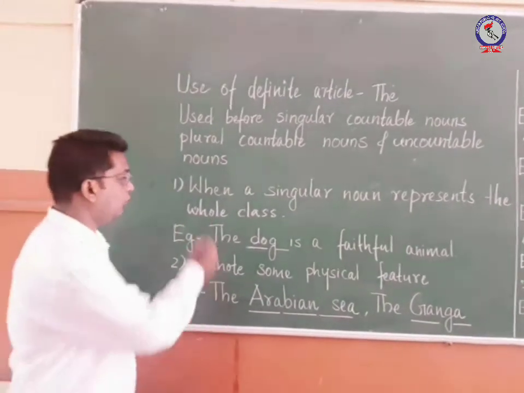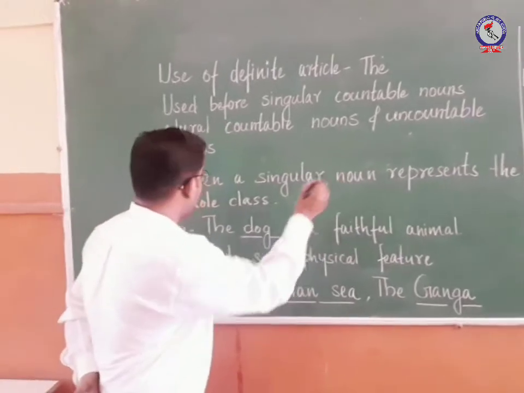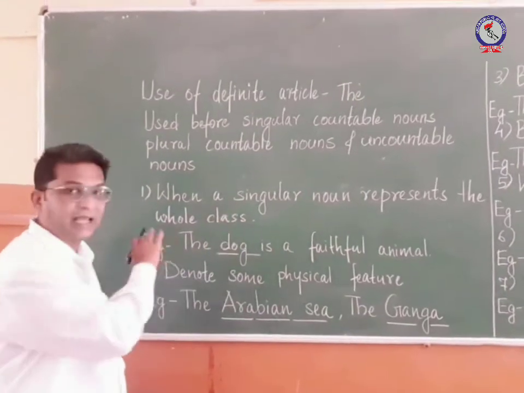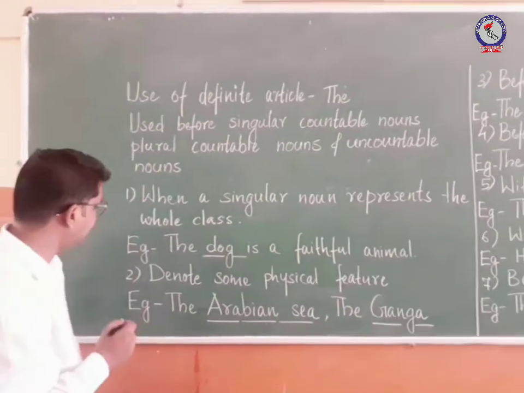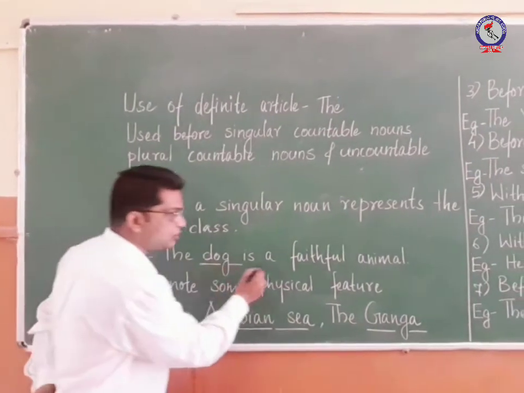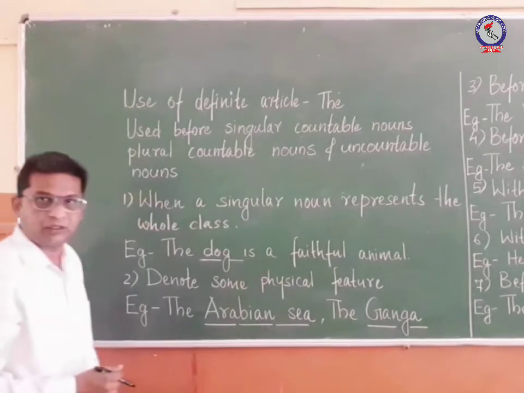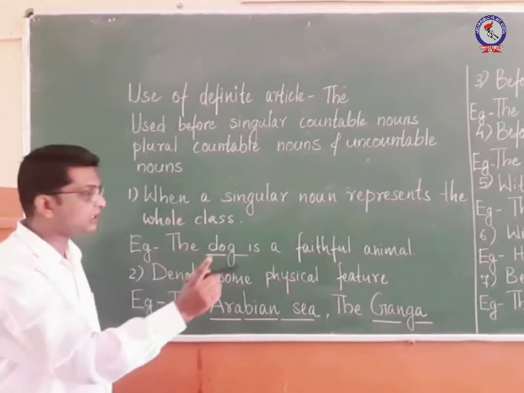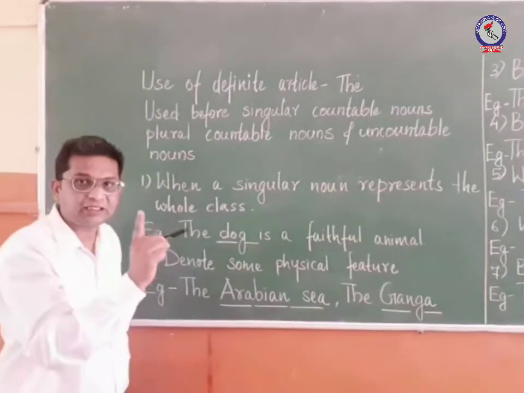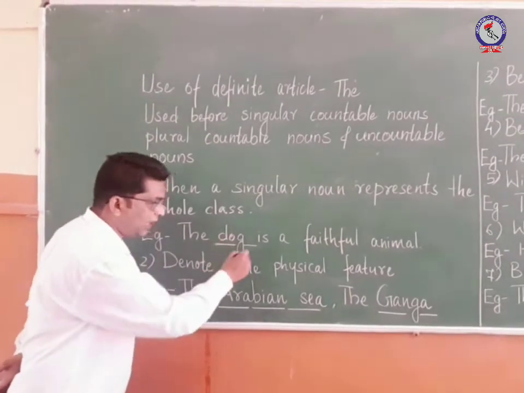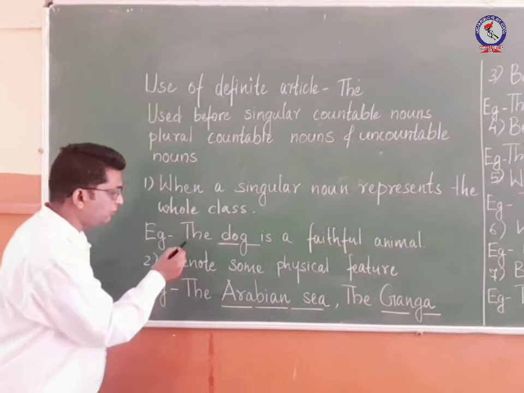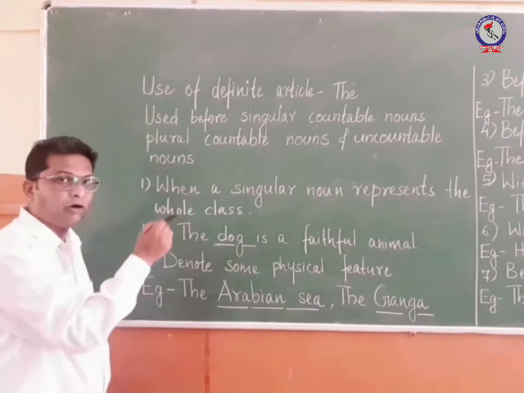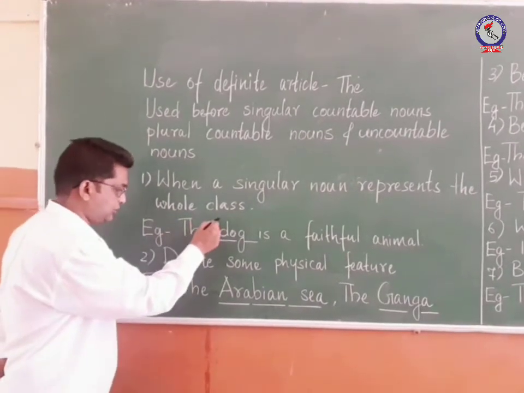First condition, when a singular noun represents the whole class. When a singular noun represents the entire class. So see the example here. The dog is a faithful animal. Here the dog is representing the entire class of animal. A particular category of animal is represented by dog. So we will put the before dog. The condition is a singular noun that represents the whole class.